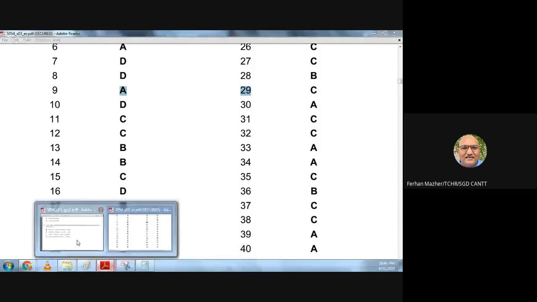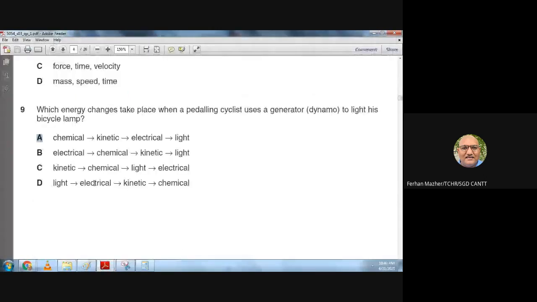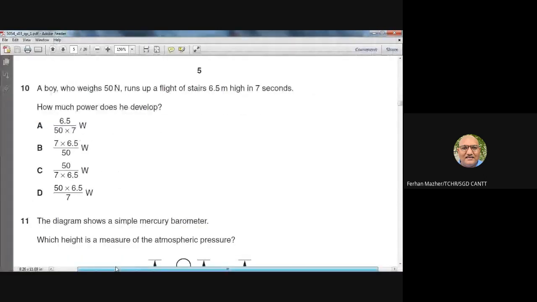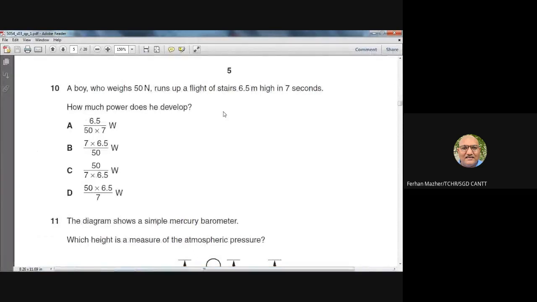Okay, so move to the next question. The next question is question number 10. A boy who weighs 50 Newton runs up a flight of stairs 6.5 meter high in 7 seconds. How much power does he develop?